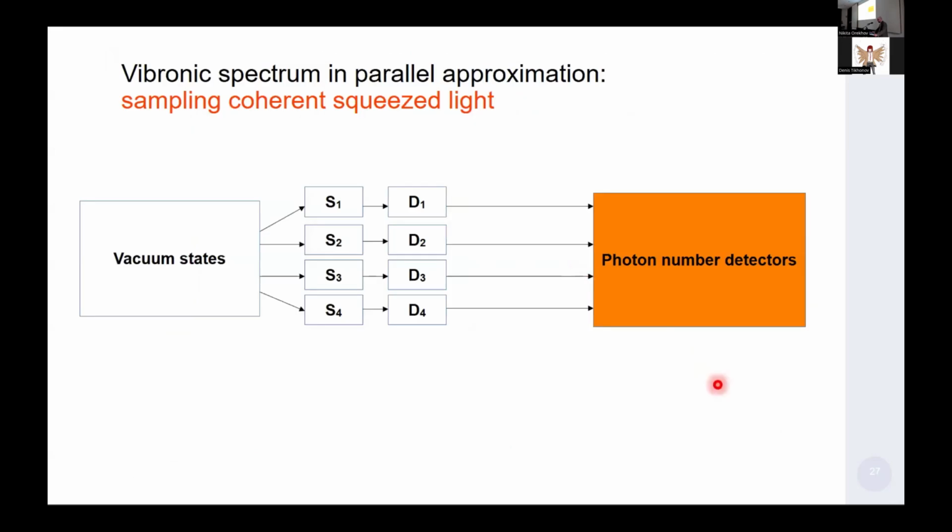But we don't want to use it to measure gravitational waves. We want it for vibronic spectroscopy. So how? Relatively simple. We create squeezed vacuum by transferring nothing, vacuum, which is not nothing, through squeezers, and then displace them, and then measure photon number distributions.